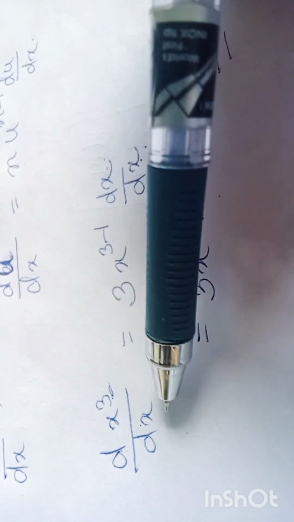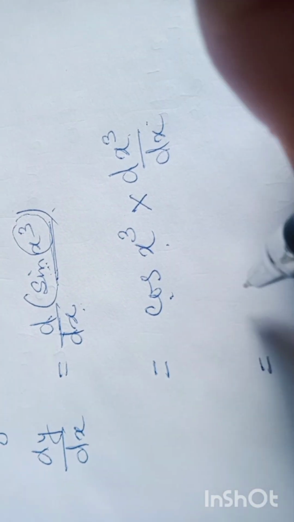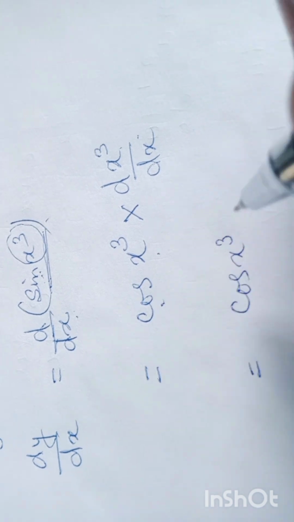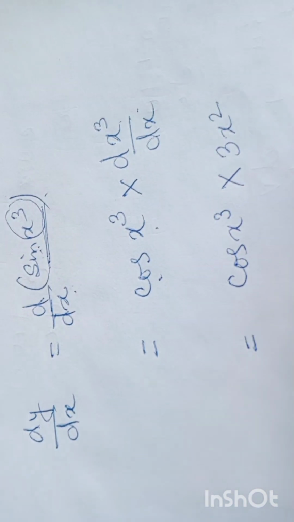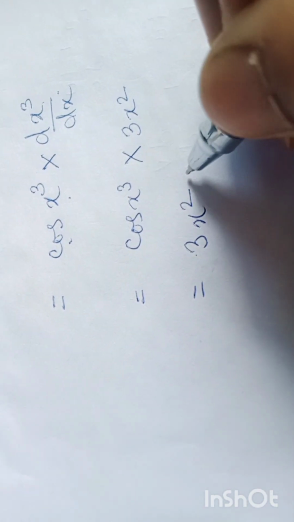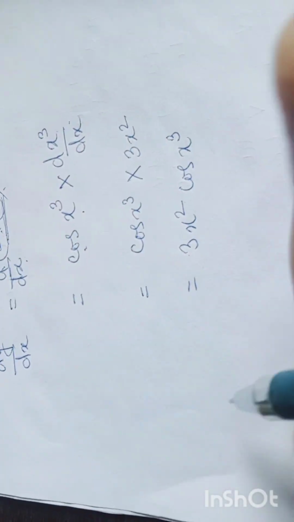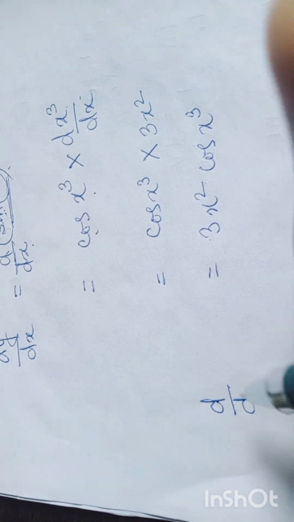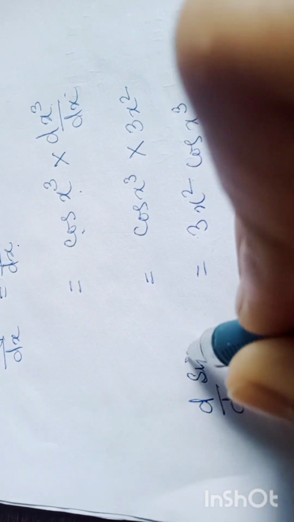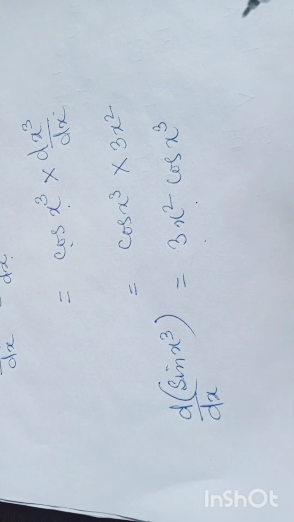So we have already solved that differentiation of x cube with respect to x is equal to 3x squared. Similarly, in this manner we will solve this part. So it becomes cos x cube multiplied by 3x squared, which is 3x squared cos x cube. So differentiation of sine x cube with respect to x becomes 3x squared cos x cube.